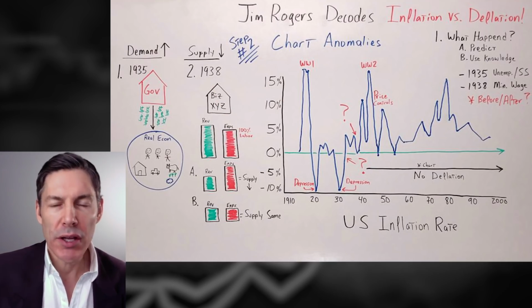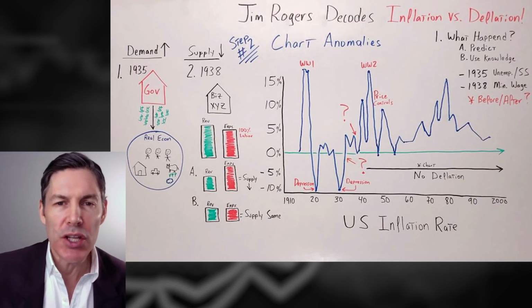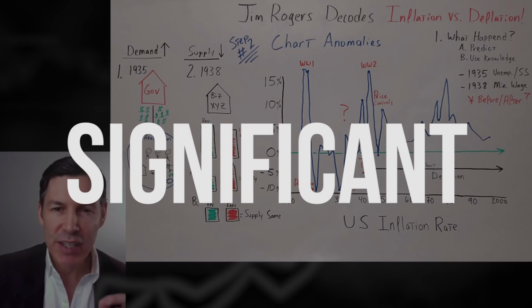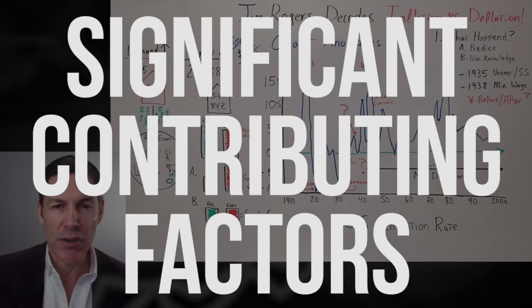And let me be very clear, I'm not saying that unemployment benefits, Social Security payments, and the minimum wage are the only reason we haven't seen big bouts of deflation in the United States since the early 1930s. What I am saying is they most likely were significant contributing factors.